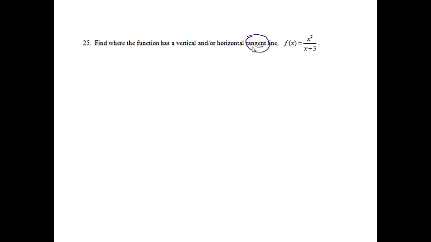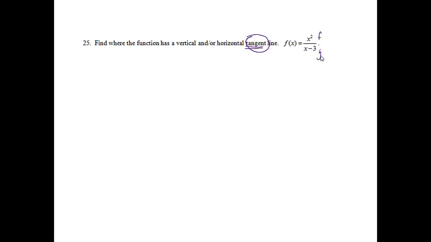Okay, number 25, find where the function has a vertical and or horizontal tangent line. So the difference in this problem than problems that we've done so far in this review is we are now dealing with tangent lines, and tangent lines have to do with derivatives. So we would like to take the derivative of this and find out where that derivative would be vertical or horizontal.